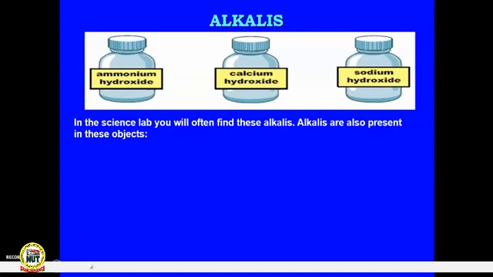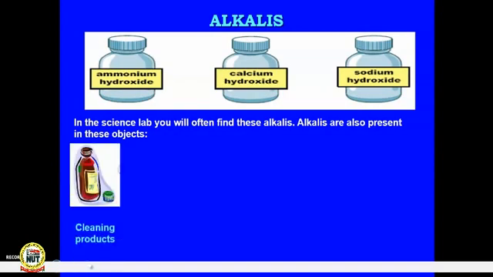Now, in the science lab, you often find these alkalis. Alkalis are also present in these objects, which I'm going to list for you now. We have ammonium hydroxide, which is an alkali, calcium hydroxide, another alkali, and sodium hydroxide. These are three alkalis. Now, where can you find these alkalis? Among the things we use on a daily basis, like we did with the acids. This is a cleaning agent, like your soap, like your detergent, like your Morning Fresh, like your Hypo. So all these are cleaning agents, and they often contain ammonium hydroxide.